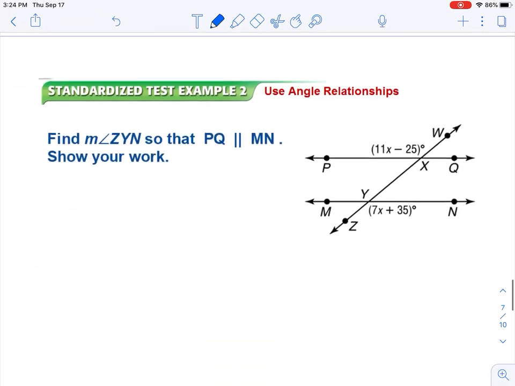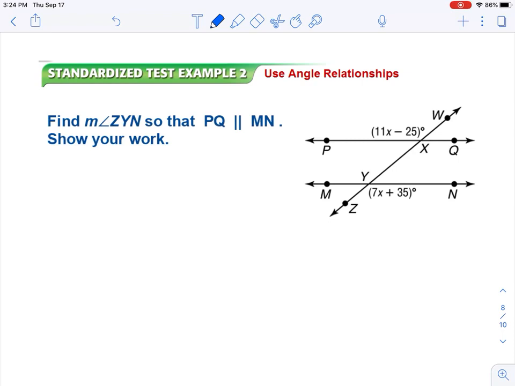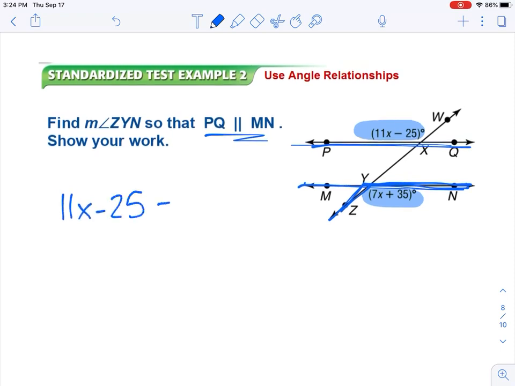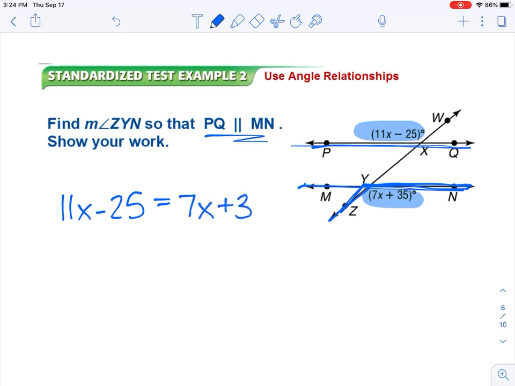Okay? We have 2 more slides. We are going to do a little bit of algebra to find the value of the angle ZYN so that these are parallel, which means our alternate exterior angles must be congruent. So we set 11x minus 25 equal to 7x plus 35. That will make PQ and MN parallel. Go ahead and solve.